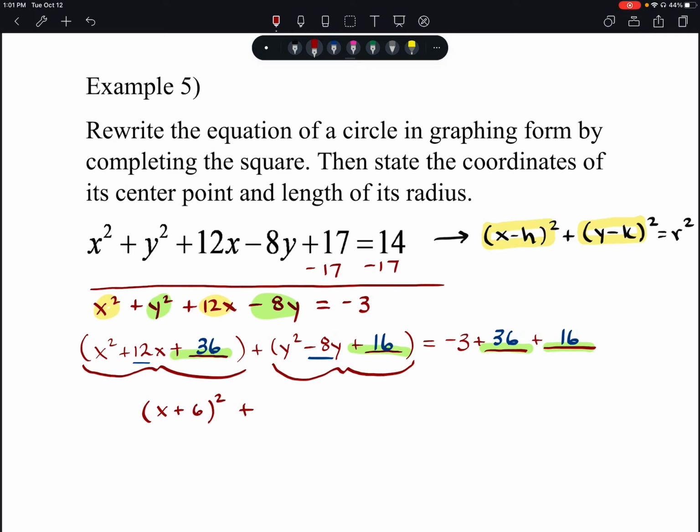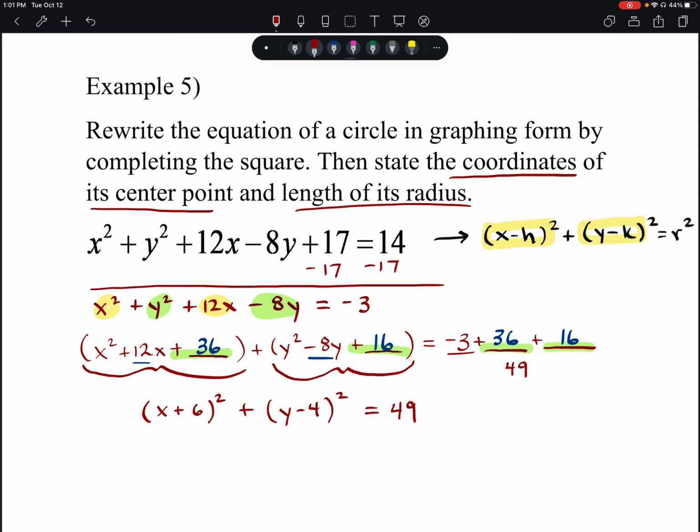plus, on the next one, y squared minus 8y plus 16, we should have y minus 4 quantity squared. And then that should equal negative 3 plus 36 plus 16. So when we add those together, I believe that should end up equaling 49. And now we're able to find the coordinates of its center point and the length of its radius.